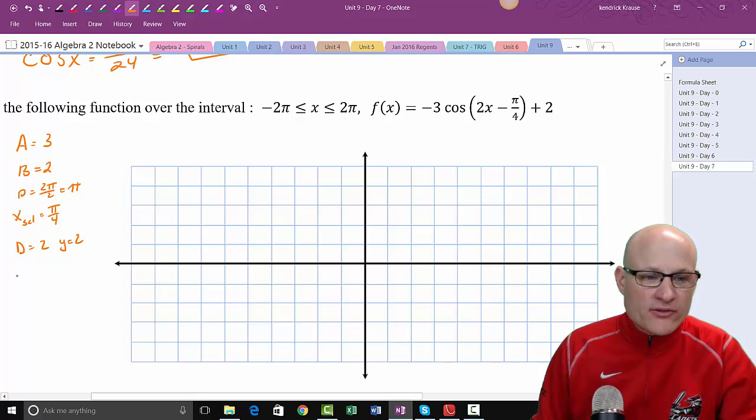And what else do I need? I got a c value. I forgot to write down the c value. The c value is positive pi over 4. So my starting point is pi over 4, comma 2.